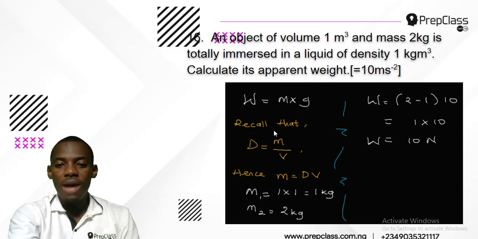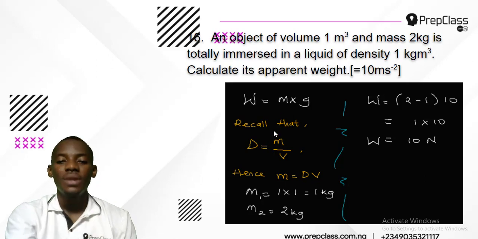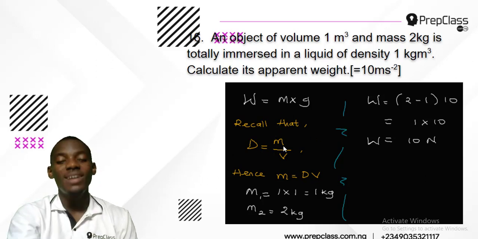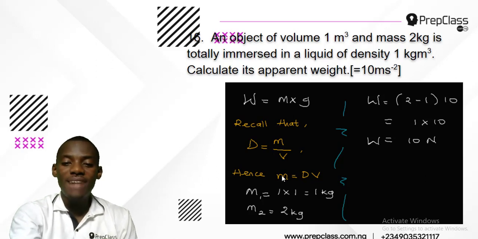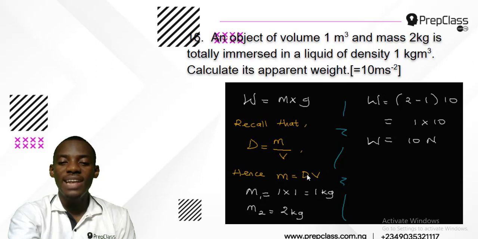So then now turn the formula for density around. Density is equal to mass over volume. That's the meaning of density. Then mass is now going to become density times volume. So I'll find the mass. Now what's the density? In the question the density is 1 and the volume is 1. So 1 times 1 is 1 kilogram.